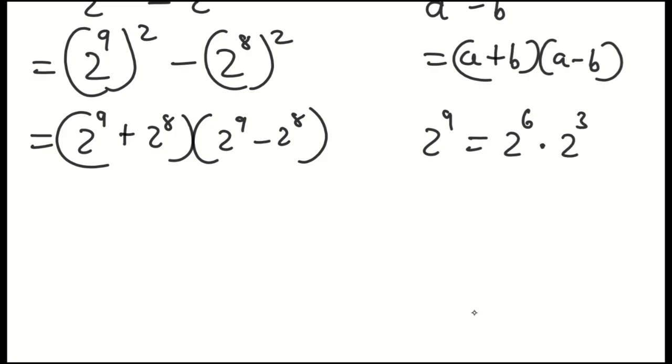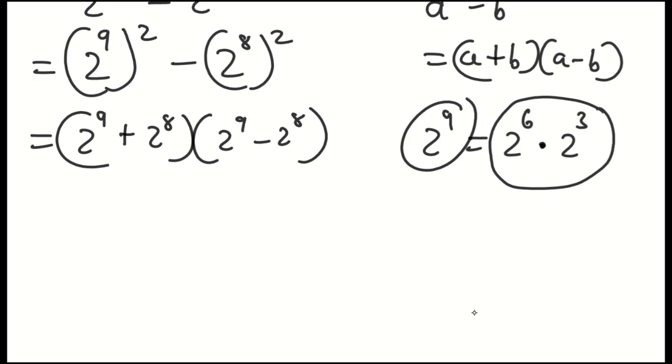Because if you use the law of indices, they have the same base, right? When you add the powers, since we are multiplying, this dot is multiplication. If you add 6 to 3, you get 9. So I can decide to rewrite 2 raised to the power of 9 as 2 raised to the power of 6 times 2 raised to the power of 3, because it's going to be much easier for me if I choose to do it like this.